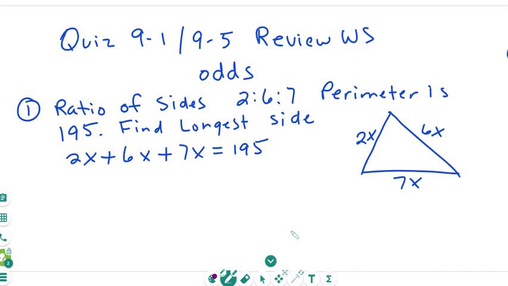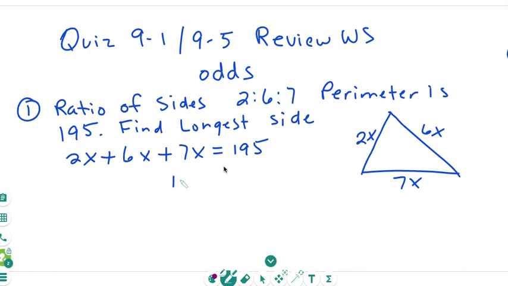This is the quiz review for 9195. If we are given the ratio of the sides of a triangle as 2, 6, and 7, and we're given the perimeter of 195, then we can find the sides of that triangle. So we're going to take our ratio and set up our sides as 2x, 6x, 7x, and we're going to set that equal to 195.